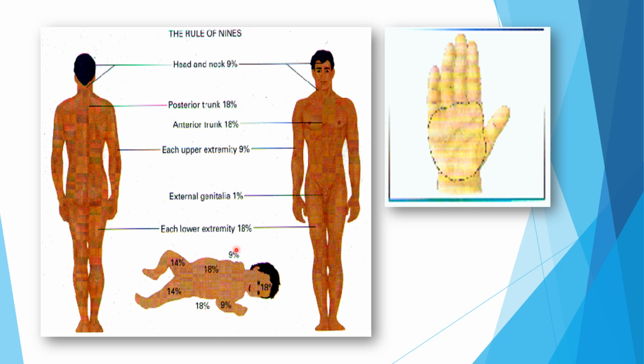That is for the adult. For a child, this is the division. Rule of 9 still. Each leg, 14, 14. And then the chest and back, 18. And then the arm, 9, 9. The face is 18, but in an adult, our face is only 9%.